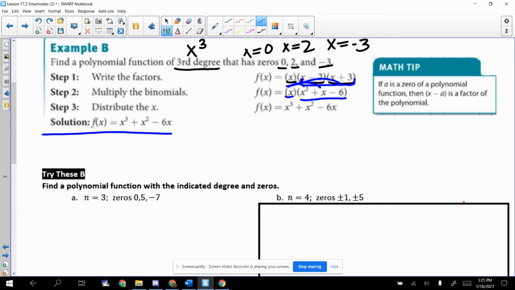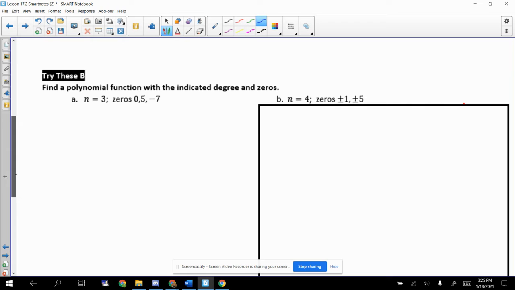Okay. So we're going to do a couple examples like that, and we'll do a couple that have maybe 4 terms, and then we'll also do some that have imaginary terms. Okay, so let's try one here. So first of all, it says n equals 3. So that part right there is telling us that it's a third degree polynomial, so we should end up with an x cubed as our highest degree, right? Or our highest exponent. Then it tells us we have x equals 0, x equals 5, and x equals -7.